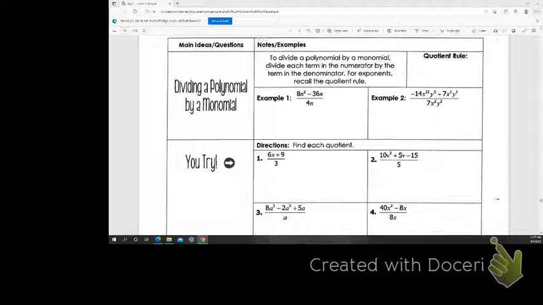Hey, we'll call this lesson 4.9, dividing a polynomial by a monomial. So just like for multiplying, we used the product rule, now for dividing, we will use the quotient rule. So hopefully you recall, if we had something like this, that we subtract the exponents.